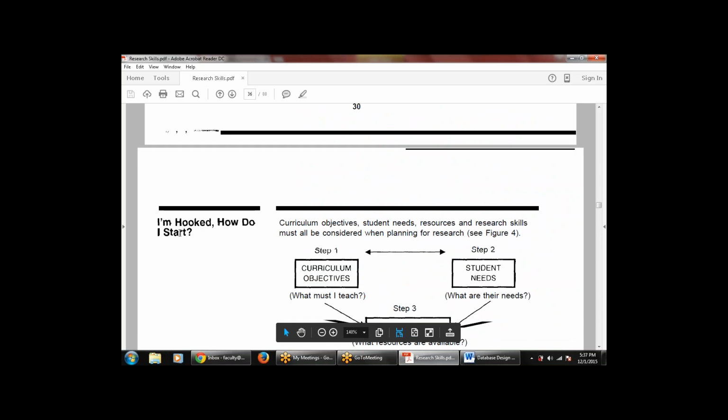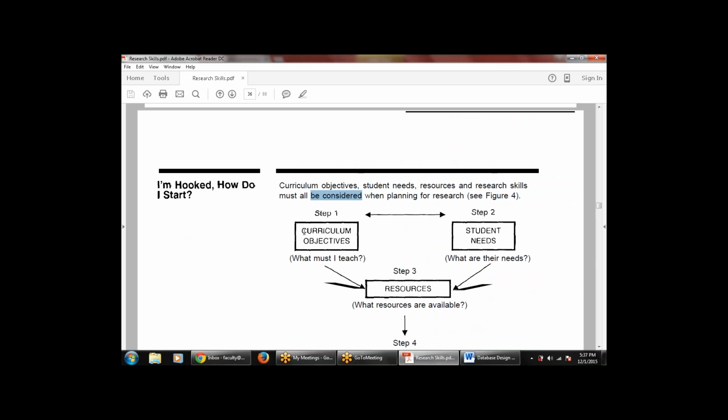Now I am hooked. How do I start? Curriculum objectives, student needs, resources and the research skills must all be considered when planning for the research. Whatever the need, whatever the research, whatever the resources, that must be considered when planning. Step 1 is the curriculum objectives, step 2 is the student needs, step 3 is the resources.